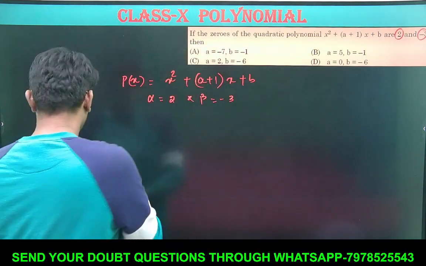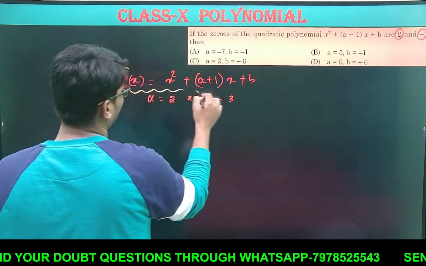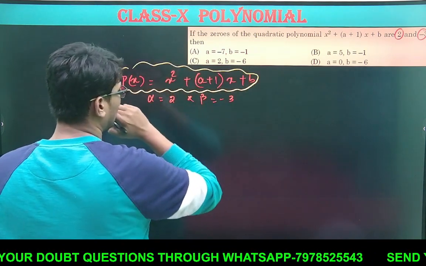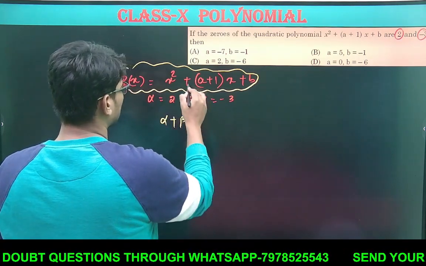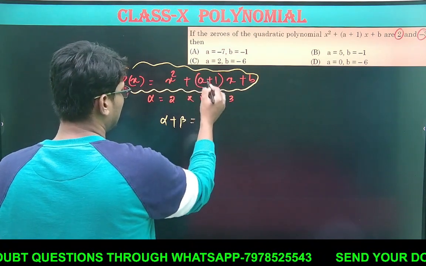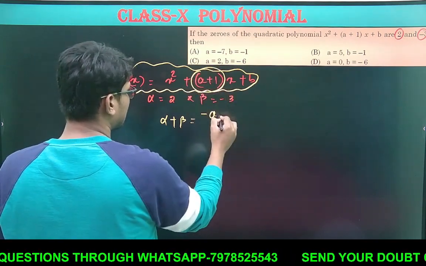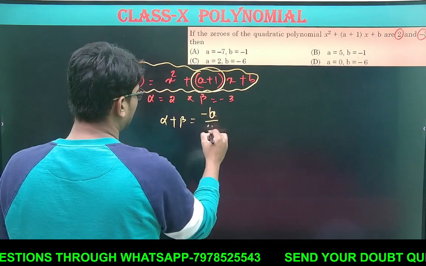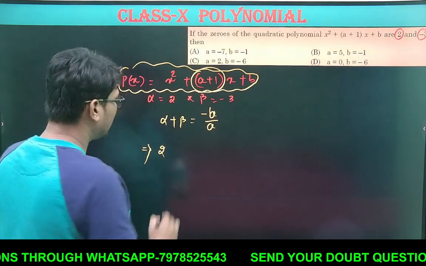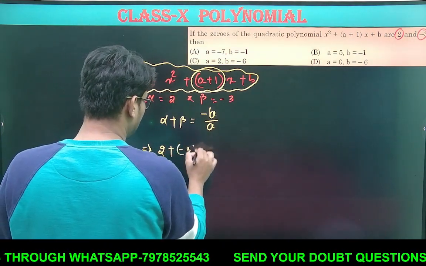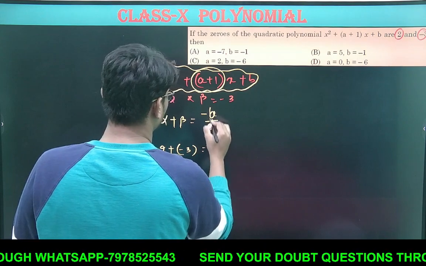Now tell me, everyone, from the polynomial given, you know alpha plus beta equals minus b by a. Here b is the coefficient of x, which is a plus 1. So alpha plus beta equals minus b by a. Alpha is 2, plus beta is minus 3, equals minus the coefficient a plus 1, divided by 1.